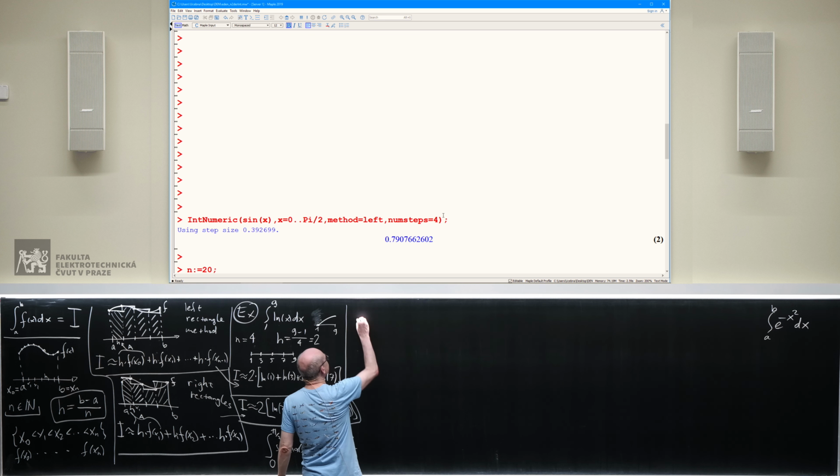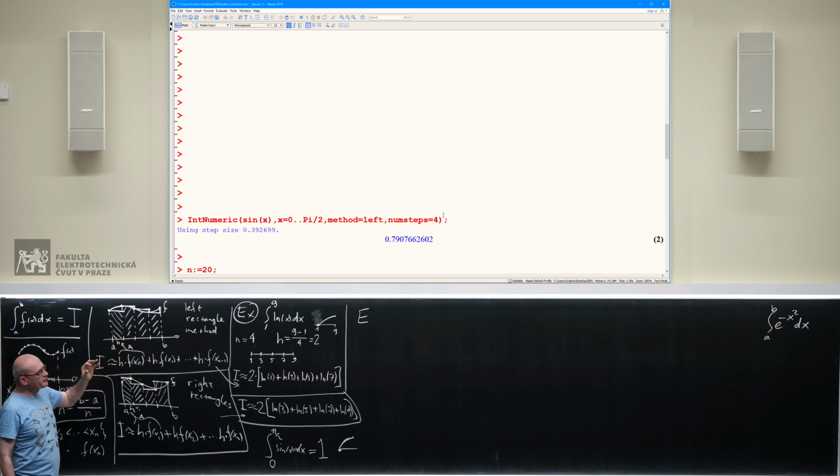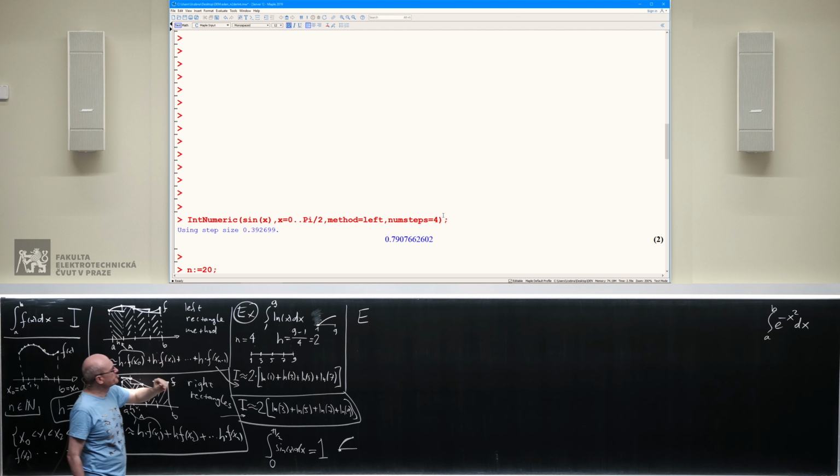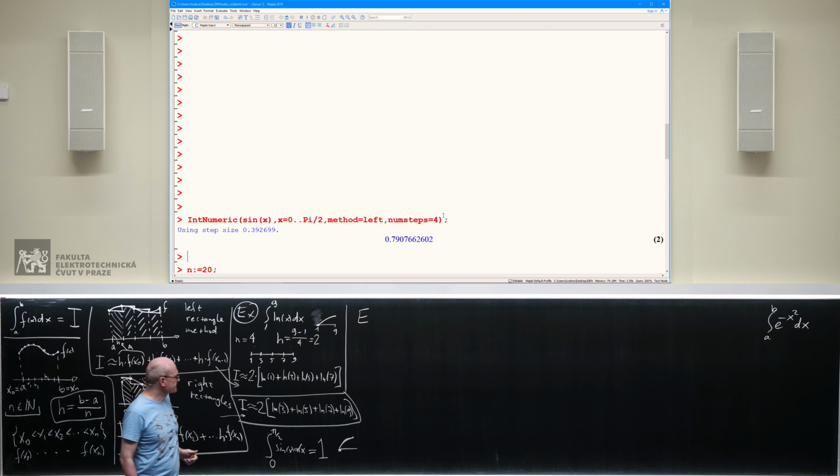Well, intuitively, there is a parameter which describes the quality. We saw it with the derivative, we have it here with the integral. And intuitively, this parameter should be the step size h. Why do I think so? Well, let's have a look at this.